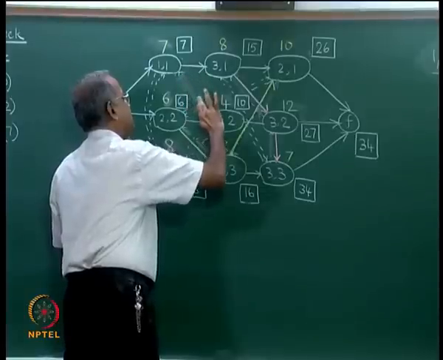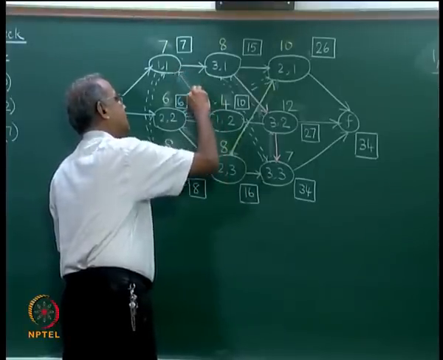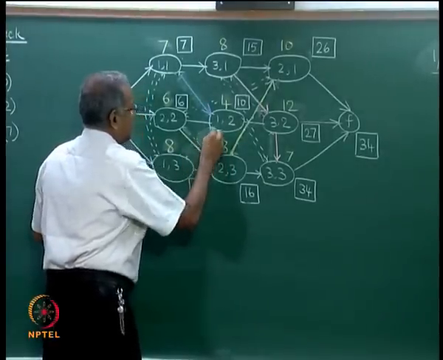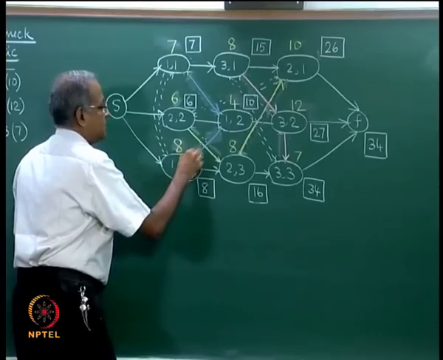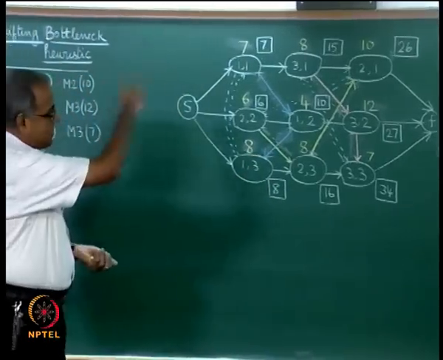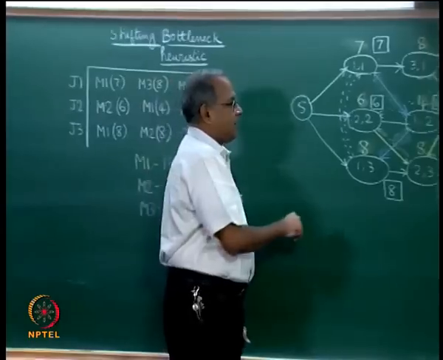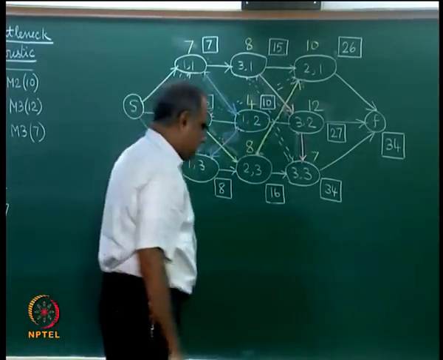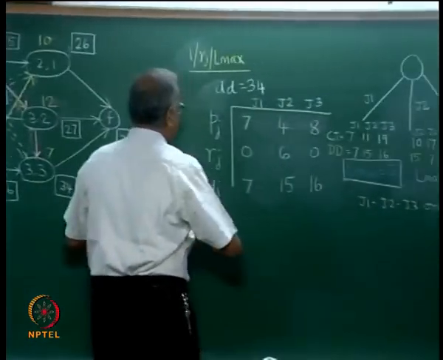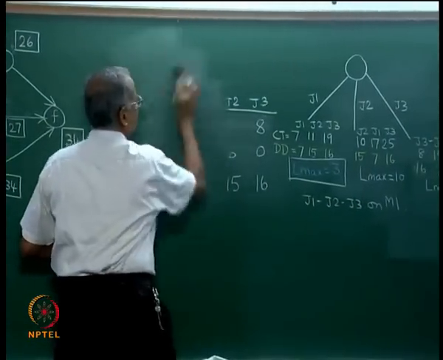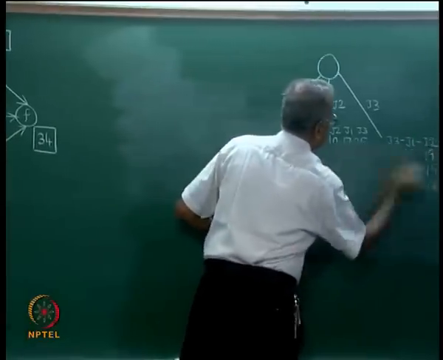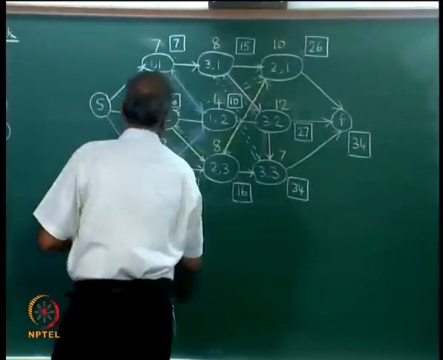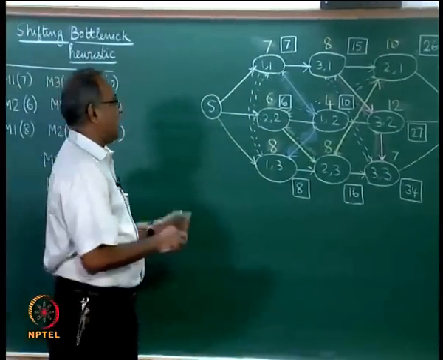So, we map this. So, J1 to J2 will come here, and then we will do J2 to J3, which will now come here. So, now this is the final network, where on M1 J1 followed by J2 followed by J3. Now, we have to compute the longest path and update it.